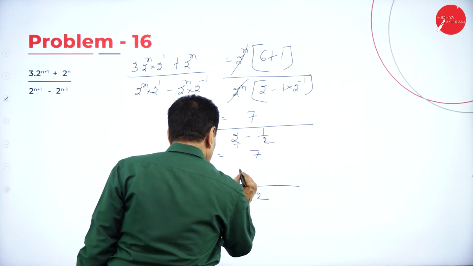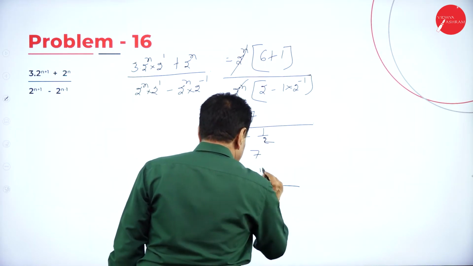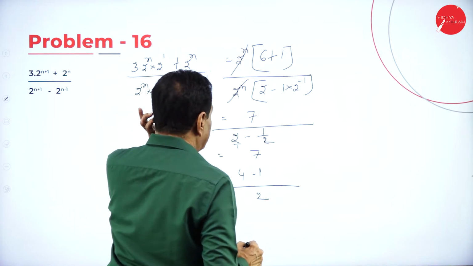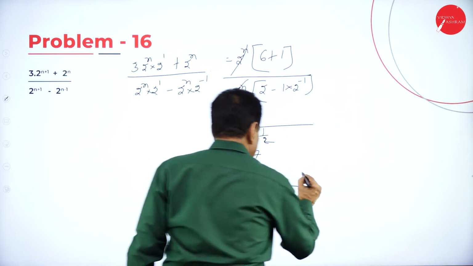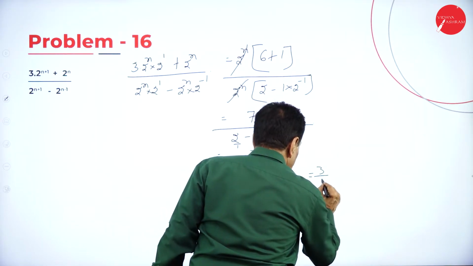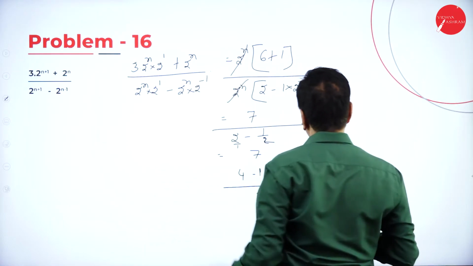1 2s are 2, 2 2s are 4, 2 1s are 1 1s are. This is 7 in the bottom here, carefully. This is 3 by 2. In the bottom, you have got 6 plus 1, 7.